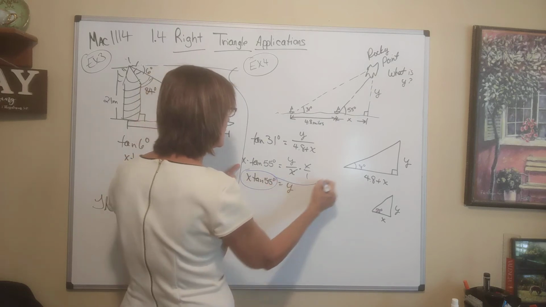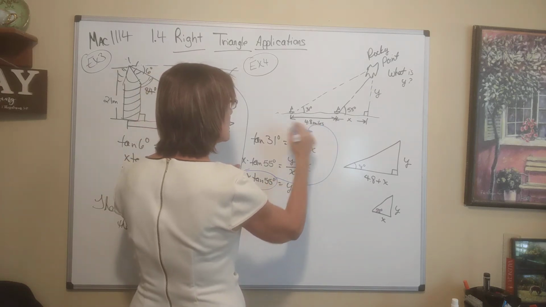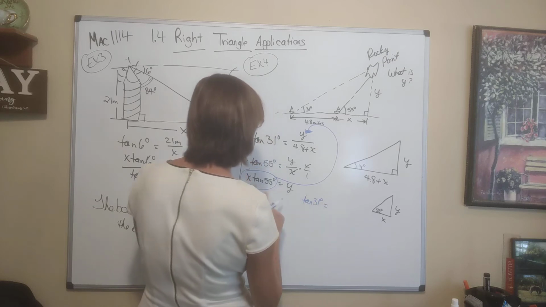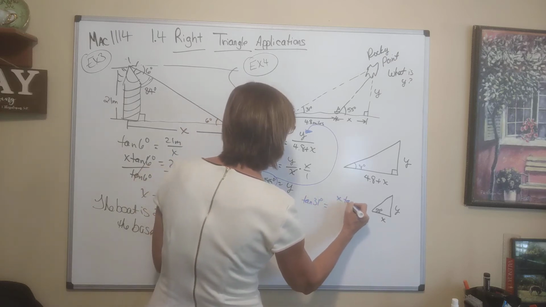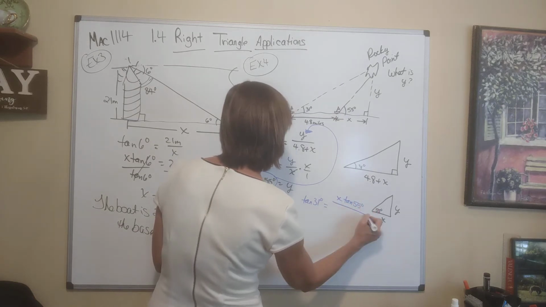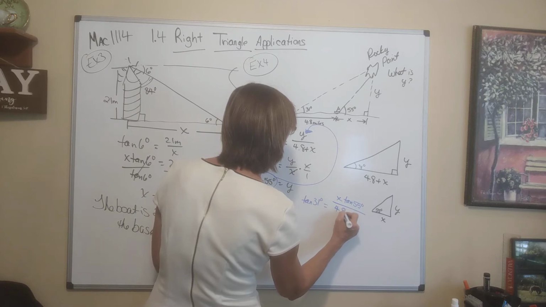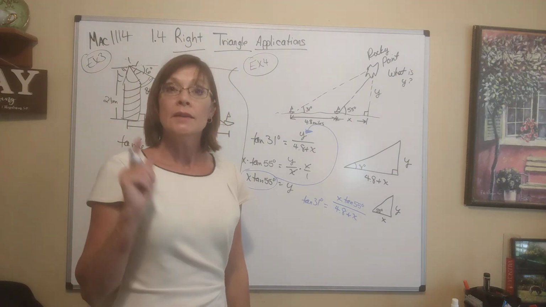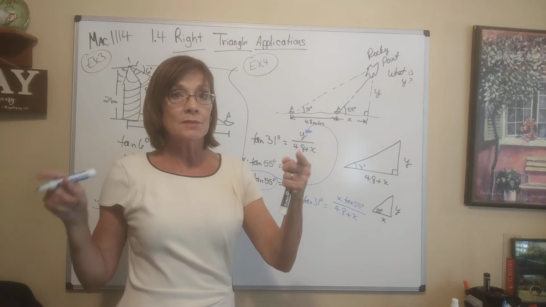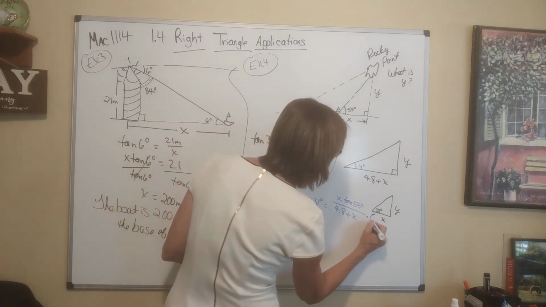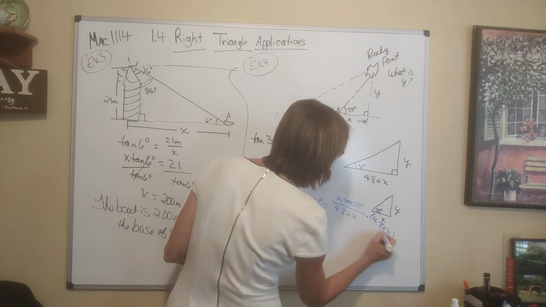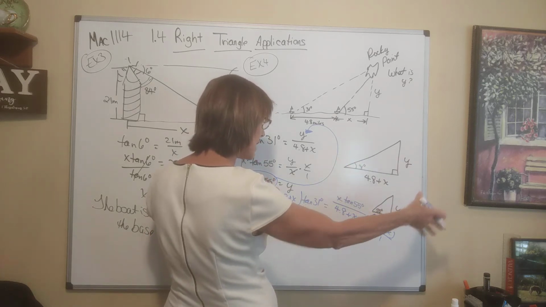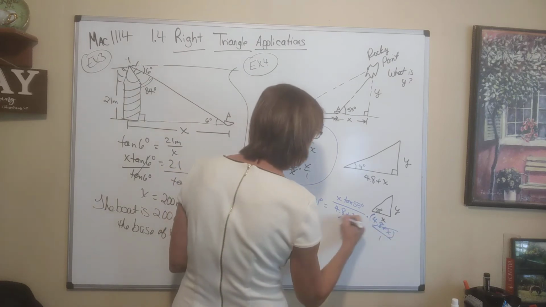I'm going to substitute this in for y, and then I have one equation all in x. So it looks like this. The tangent of 31 degrees is equal to x times the tangent of 55 degrees over 4.8 plus x. And I'm going to solve this equation for x. This might be a little bit daunting, but I'm going to show you how. Kill your fraction by multiplying both sides by the denominator. On this side, I'm going to multiply by 4.8 plus x over 1, and on this side, 4.8 plus x. I've multiplied both sides of the equation by the same thing. That is legal. This will cancel out.